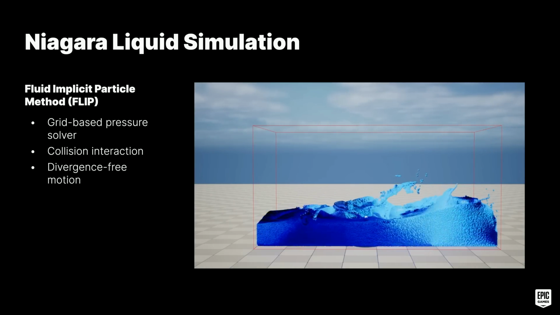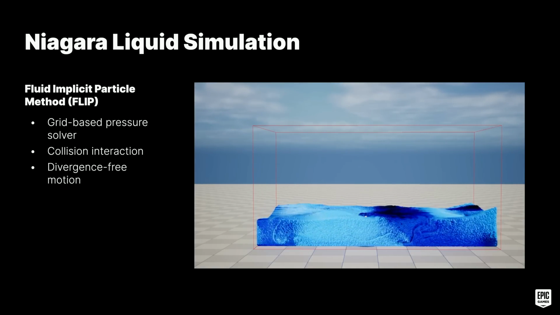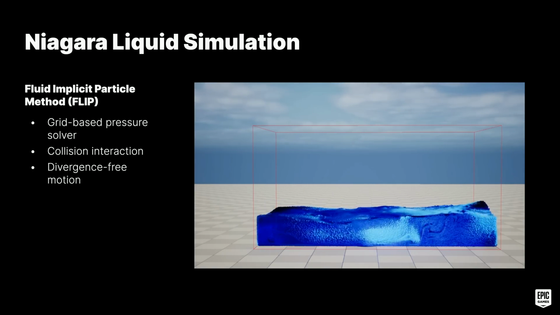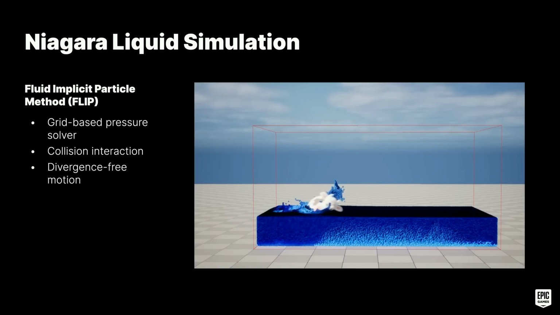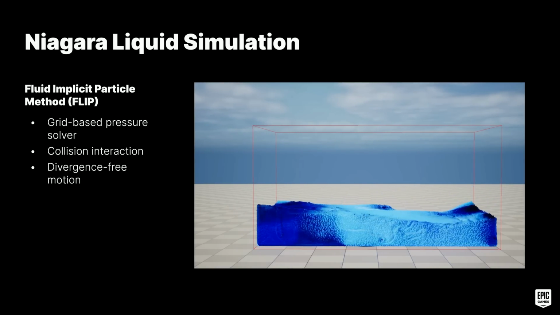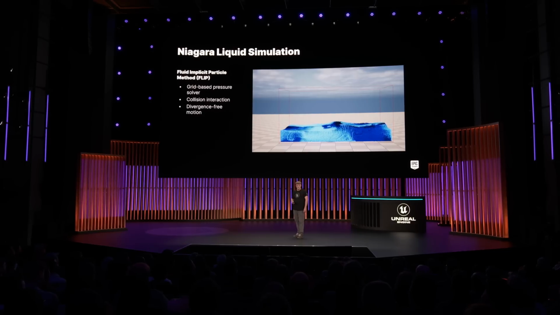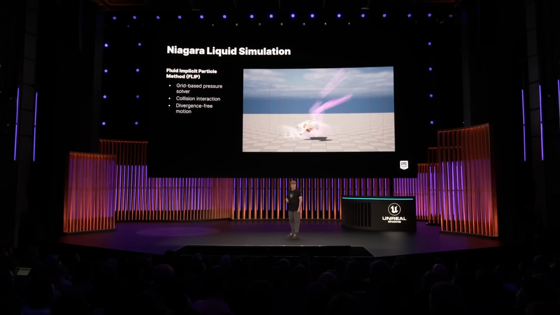The liquid solver is based on the fluid implicit particle method, also known as FLIP. The solver simulates water particles moving through a voxel grid that defines pressures from the velocities of the particles. To represent interactions with the environments, collisions are stored as boundary conditions within the grid and prevent the flow of particles through scene geometry. Ultimately, the FLIP solver produces a velocity that gives a plausible, divergence-free motion, which can then be transferred from the simulation grid back onto the particles.